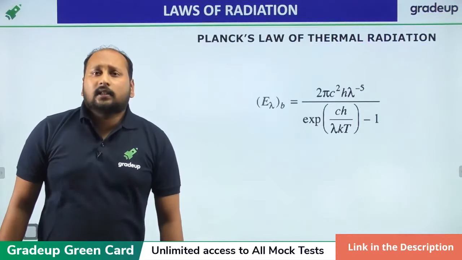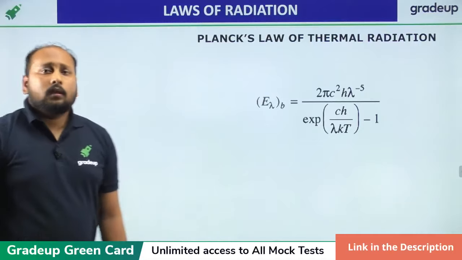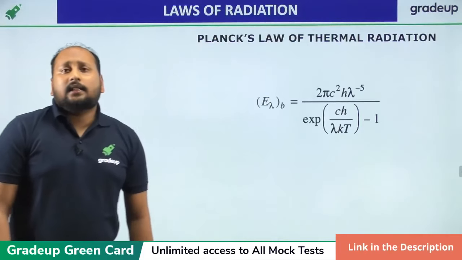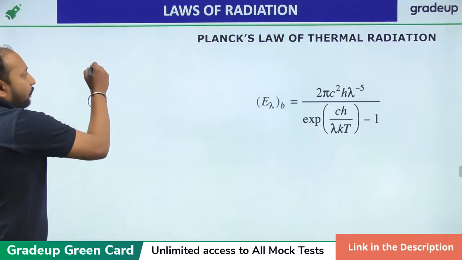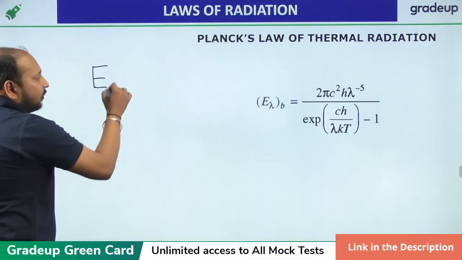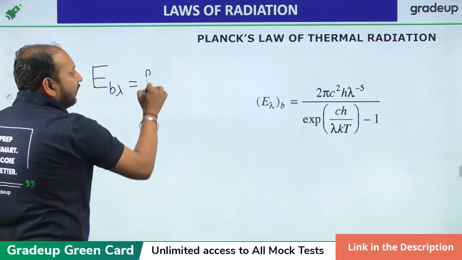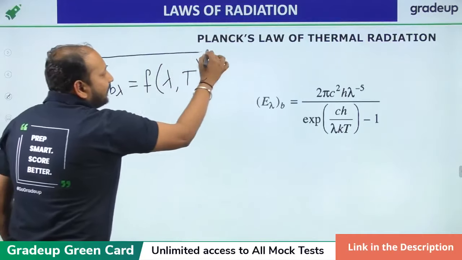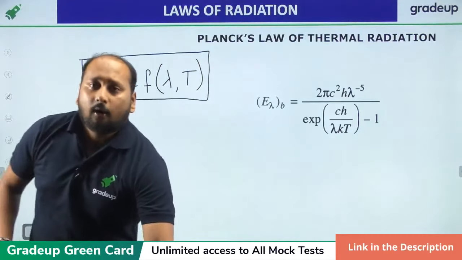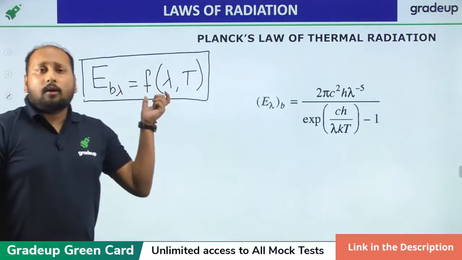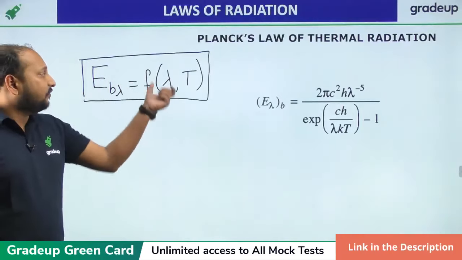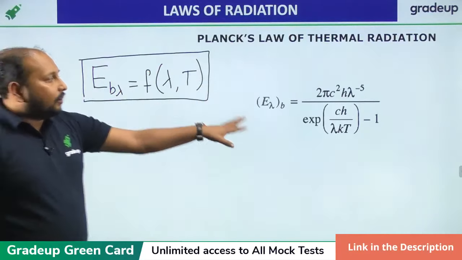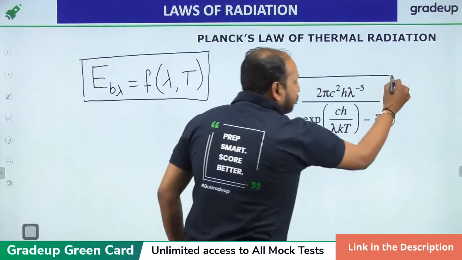Next, Planck's law of thermal radiation. Now this is a very important law of thermal radiation. Planck suggested that the monochromatic emissive power of a black body is a function of wavelength and absolute temperature. Planck had some experiments with different bodies, and what he found was that the monochromatic emissivity of a black body is a function of wavelength as well as absolute temperature. Clear? So by using an empirical formula, he derived this equation.